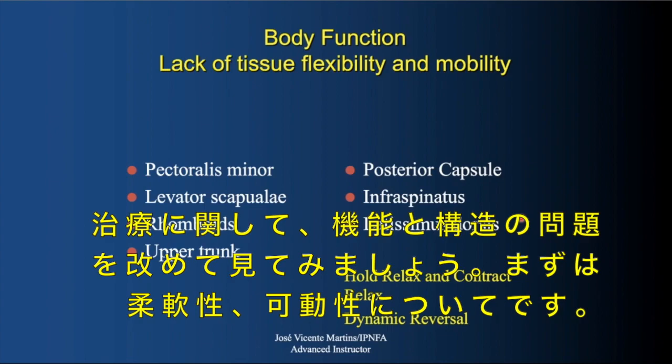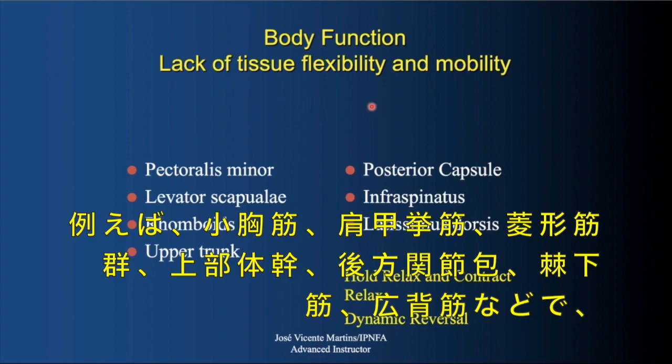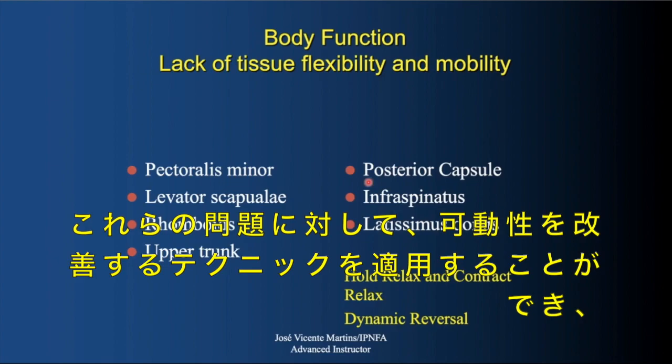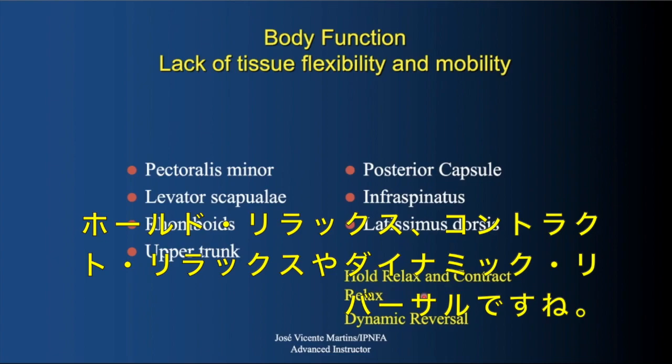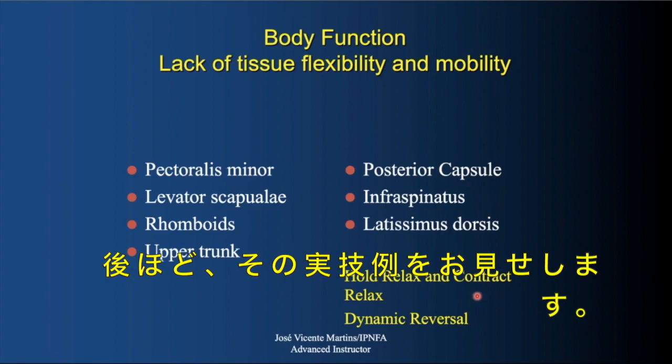like I showed you before, we have some structures that can have lack of flexibility and also mobility. For example, pectoralis minor, levator scapulae, rhomboids, upper trapezius, posterior capsule, infraspinatus, and also latissimus dorsi. And for this kind of problem, we can use the techniques hold relax and contract relax, and also dynamic reversal. I'm going to show you some practical examples in a few minutes.